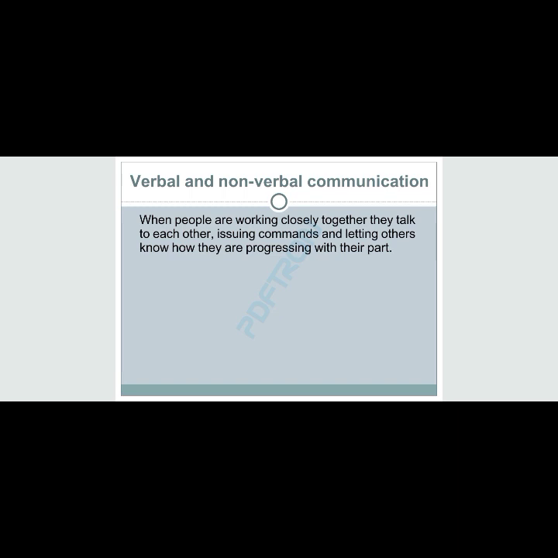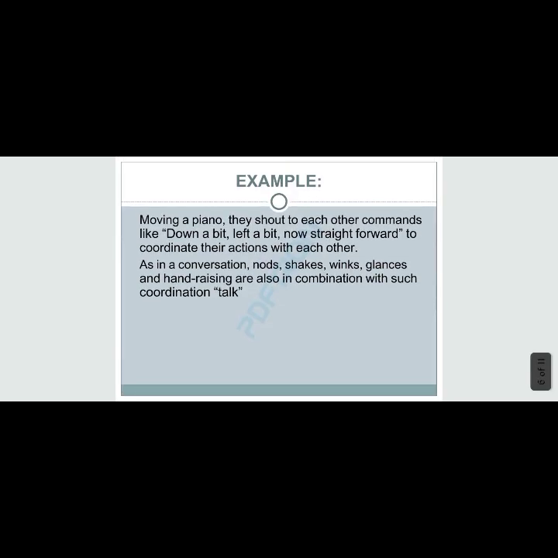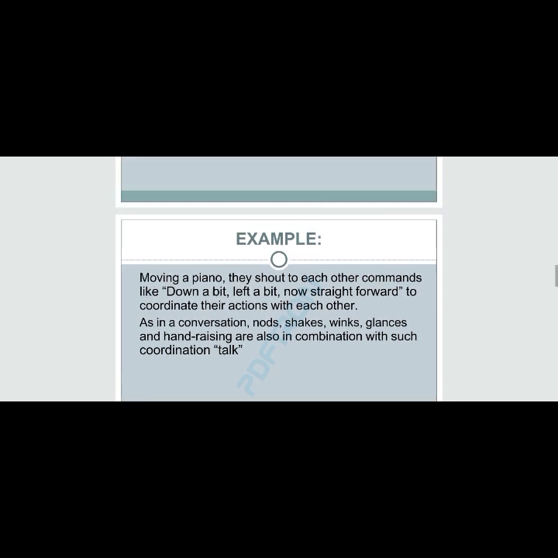When people are working closely together, they talk to each other, issuing commands and letting others know how they are progressing with their part. So for example, moving a piano, they shout to each other commands like down a bit, lift a bit, now straight forward to coordinate their actions with each other. As in a conversation, nods, shakes, winks, glances, and hand raising are also used in combination with such coordination talk.